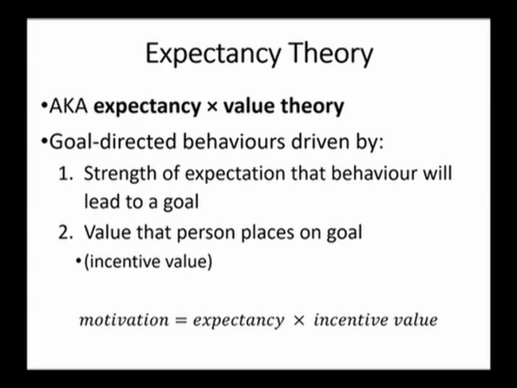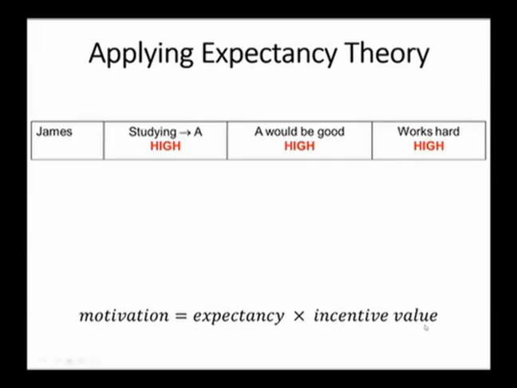And so to make sense of it, I actually have an example that we can walk through. We'll leave the equation at the bottom of the page, but we're going to walk through a theoretical situation. We're going to talk about three different students who have different expectancies and different incentive values when we start talking about getting good grades in a class. The first thing is we're going to start with James. And he has the expectancy that if he studies really hard, he's fairly certain that he can get an A.